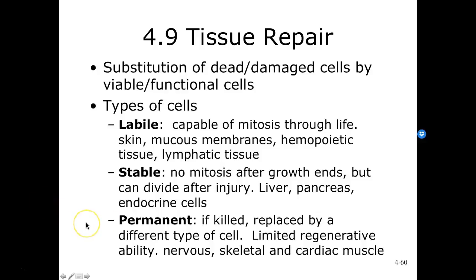And lastly, we have permanent. These are the ones that, if they're killed, are replaced by a different type of cell, which usually leads to scar tissue. So we have limited regenerative ability. These are the types of cells that we find in our nervous tissue, skeletal tissue, and also our cardiac muscle.